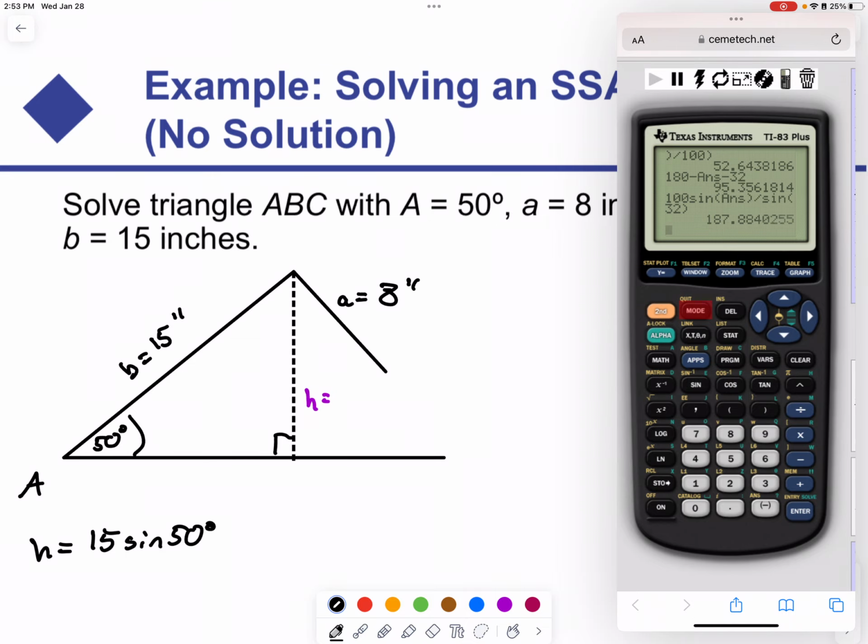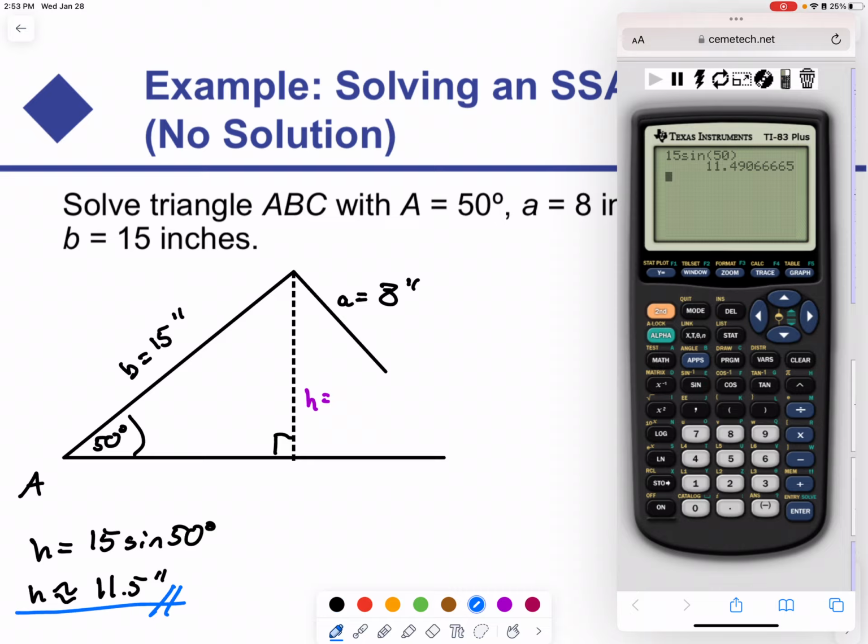Mode, I am in degrees. Just want to make sure. So if we do 15 times the sine of 50, okay. So for the height, we're getting approximately, we can say, 11.5 inches. Okay. So now we got this height.